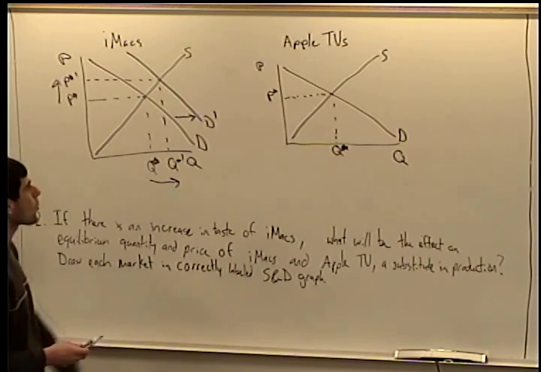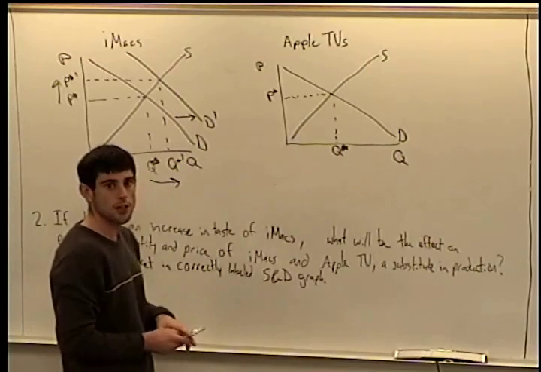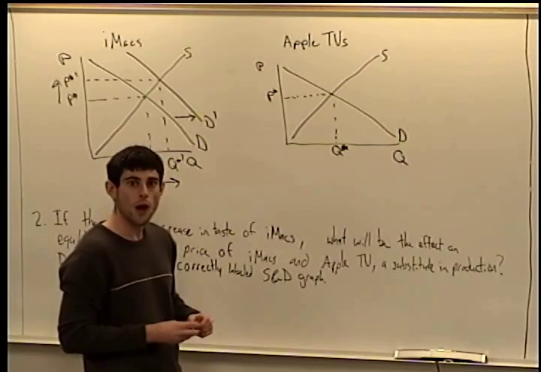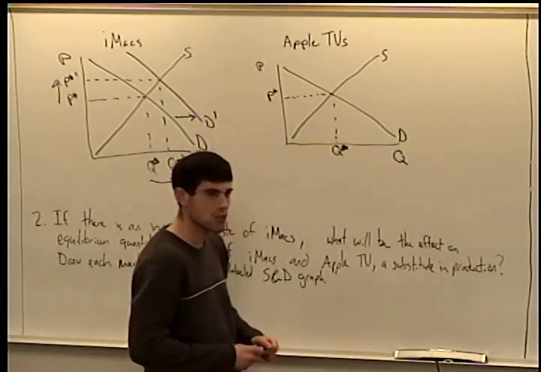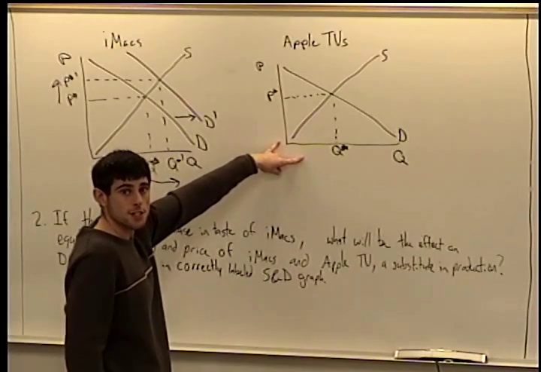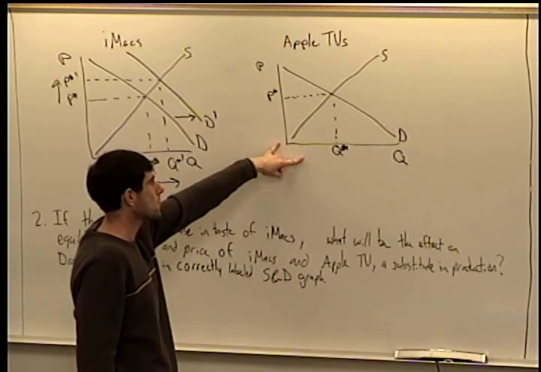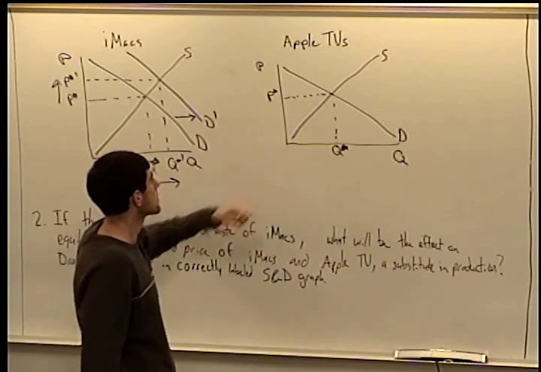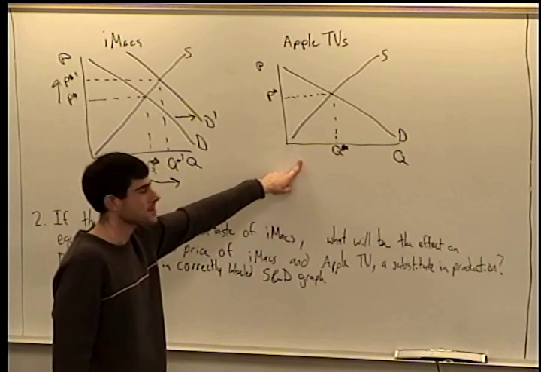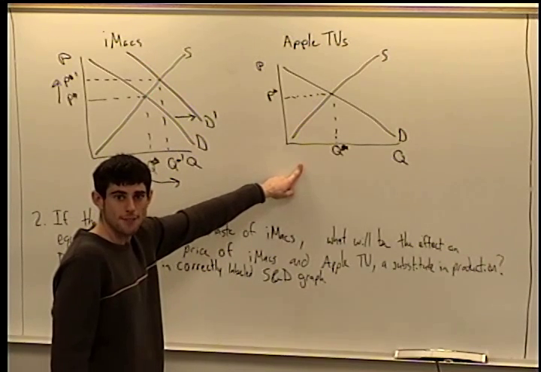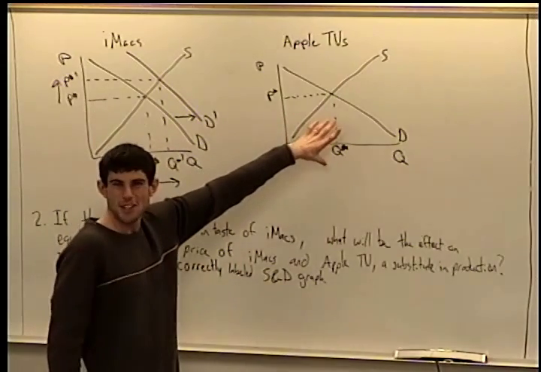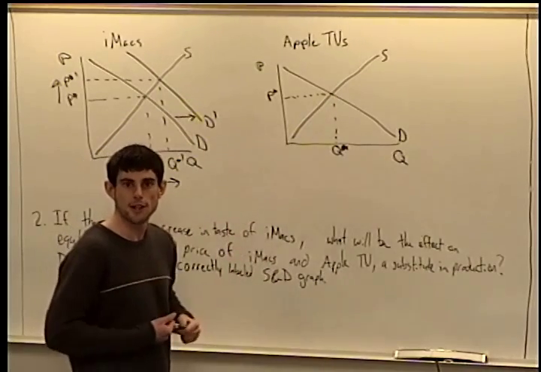The other market is what happens to Apple TVs, a substitute in production, as a result of this. Okay, so we have to think about how would Apple react now because it's a substitute in production. So step 1 is graph an initial equilibrium, which we have. Step 2 is, does this shock affect supply or demand? Well, if people prefer iMacs, does that affect how many Apple TVs people are going to buy? Not really, because they're not really relatable, right? This does computing stuff. This is a TV thing. So consumers are separate markets.